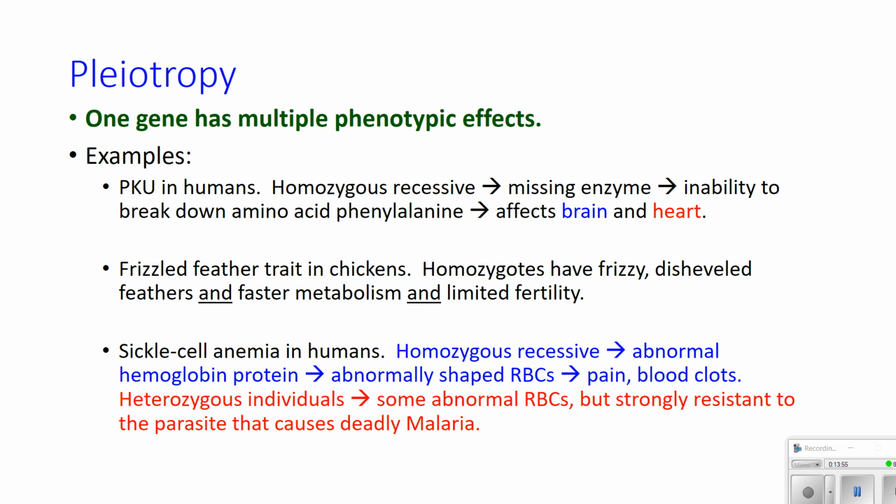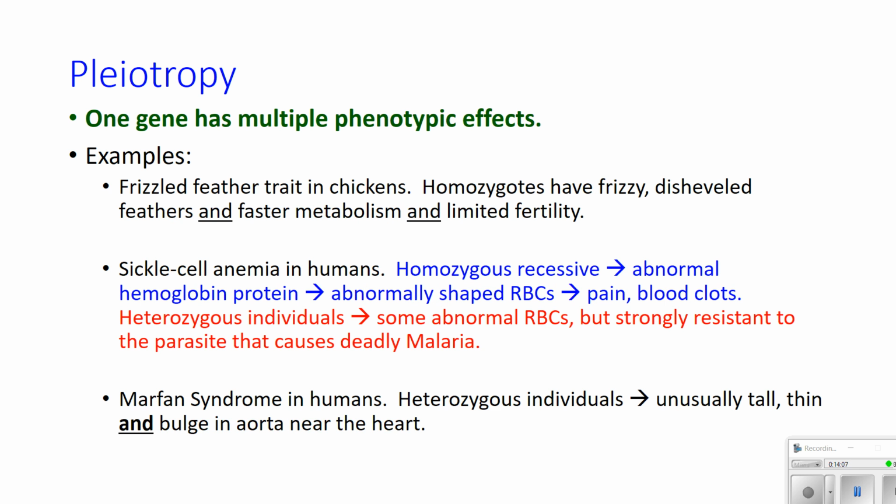So again, one gene that affects more than one trait. It affects the shape of the blood cells, but it also affects whether or not you are susceptible to malaria. And then a final example of pleiotropy, Marfan syndrome, which is actually an inherited dominant trait in humans, thankfully a very rare dominant allele. If you're heterozygous and you have one copy of this dominant allele, it causes the person to grow up to be unusually tall and thin with long fingers and long arms.